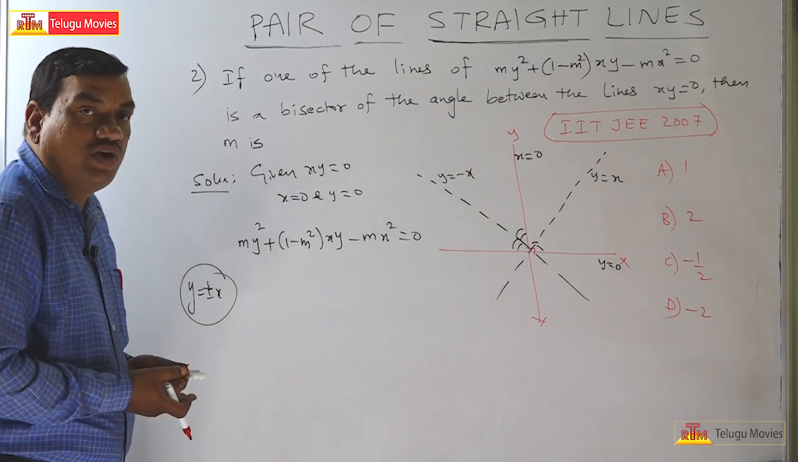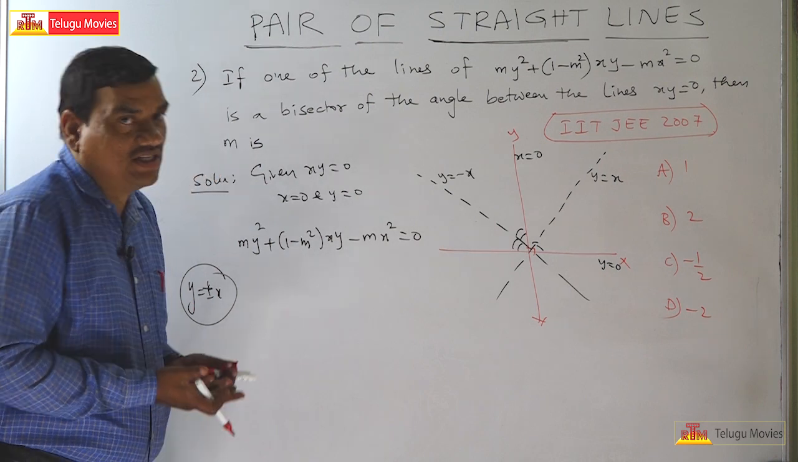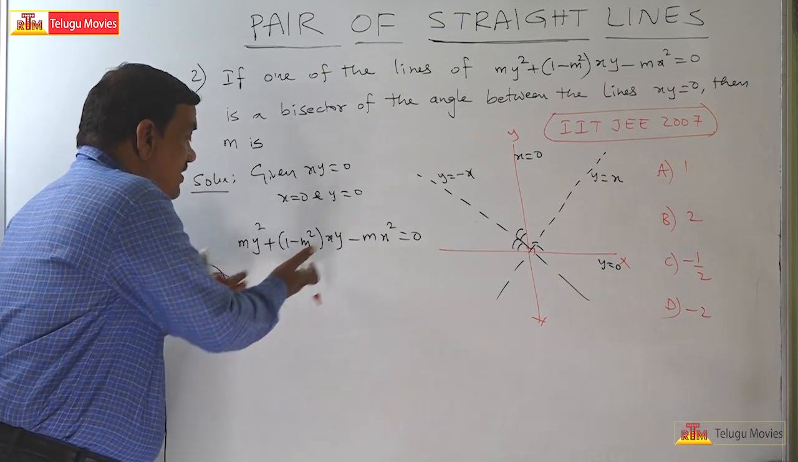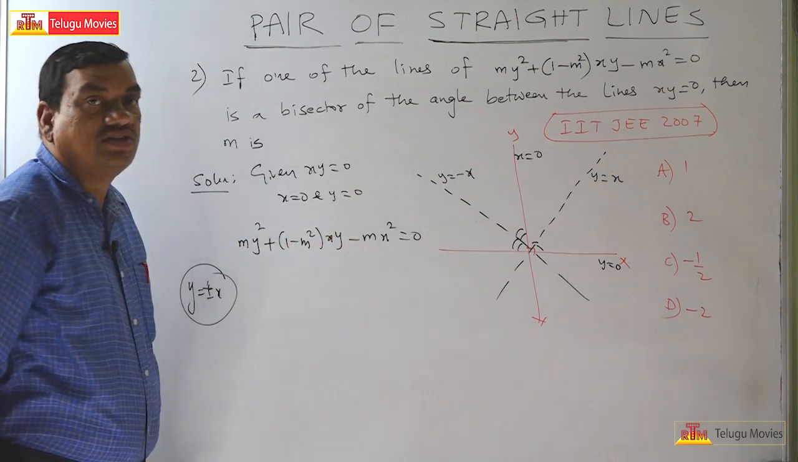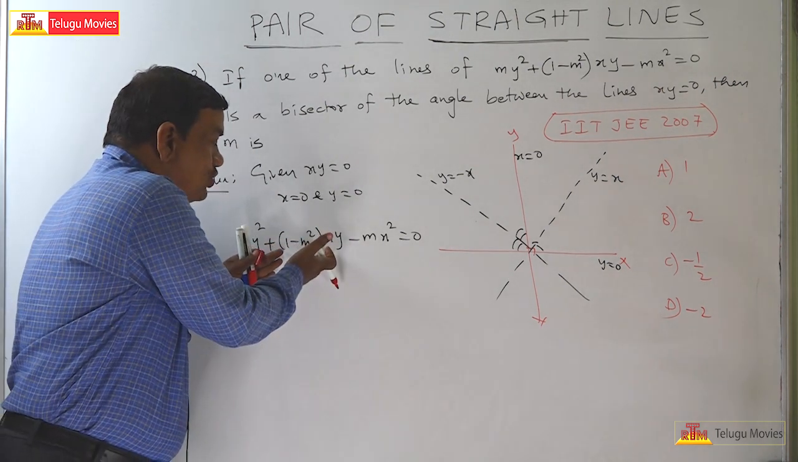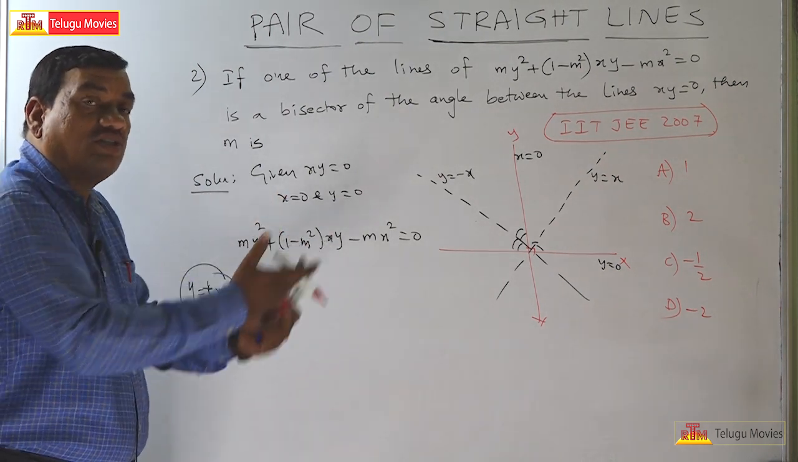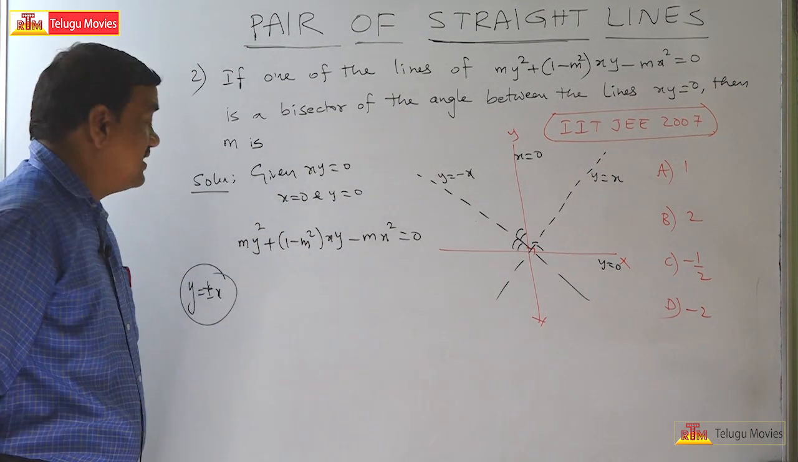Either you can substitute y is equal to x or y is equal to minus x. No problem. Wherever we can solve, we can; that means this equation satisfies this equation. Why? Because out of these two lines, these are one of the lines. So simply substitute, wherever y is there, plus or minus x.